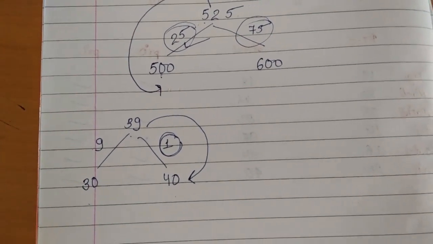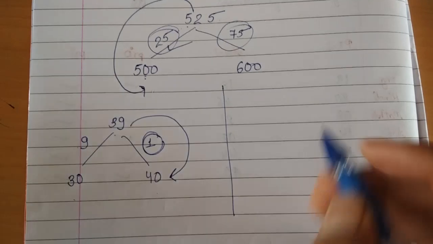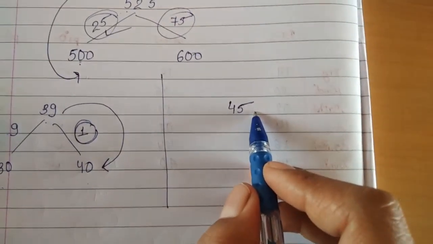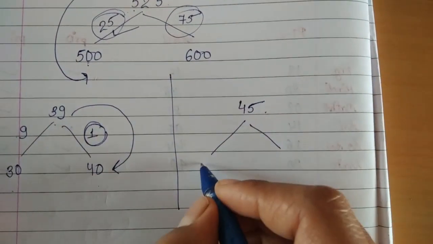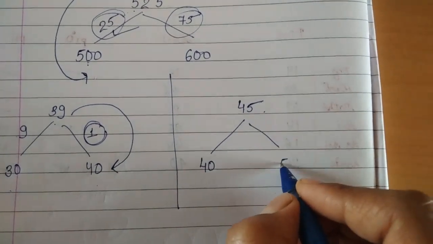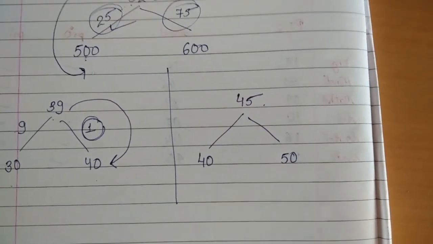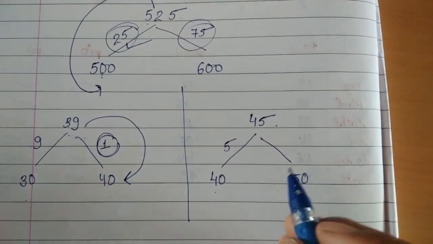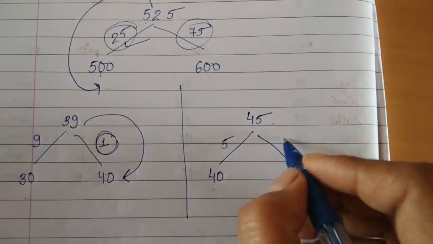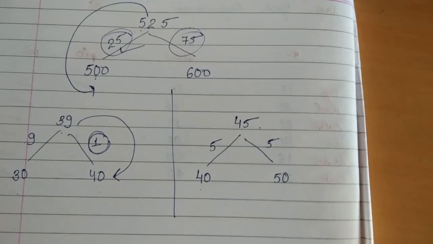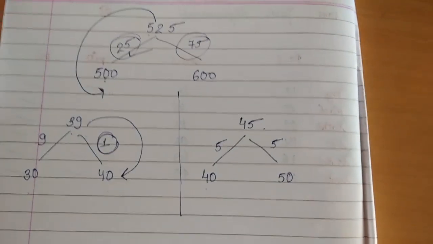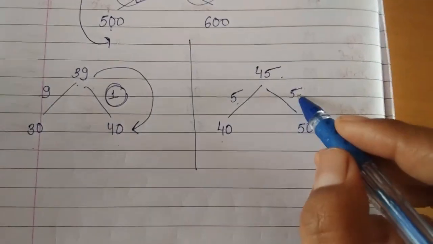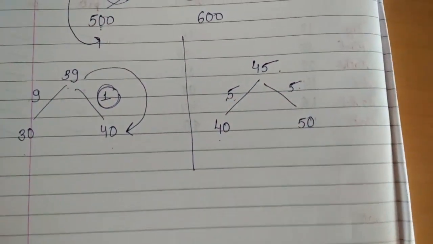Okay. One more example. If we have 45, you can simply see 45 is coming in between 40 and 50. The gap between 40 and 45 is 5, and the gap between 50 and 45 is 5. Now you can simply see our gap between 40 and 45 and 45 to 50 is the same. Okay, same. So whom will we choose?